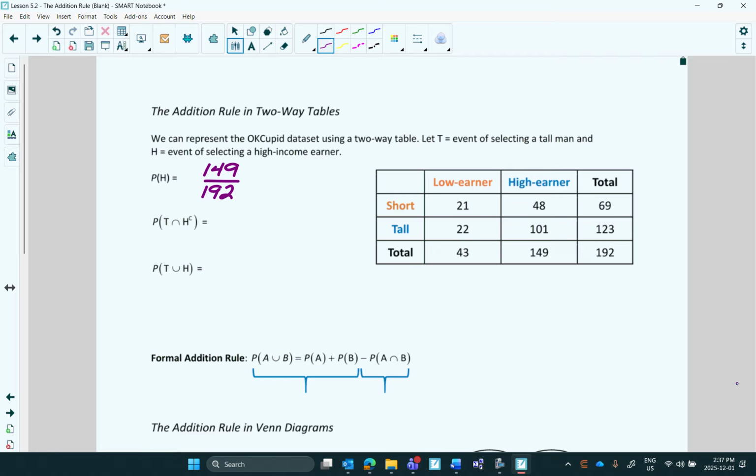Okay, this one you've got to think about a little bit. Tall person and not a high earner. Yeah. Because if they're tall, they have to be in here, and if they're not a high earner, it can't be this. So 22 out of 192.